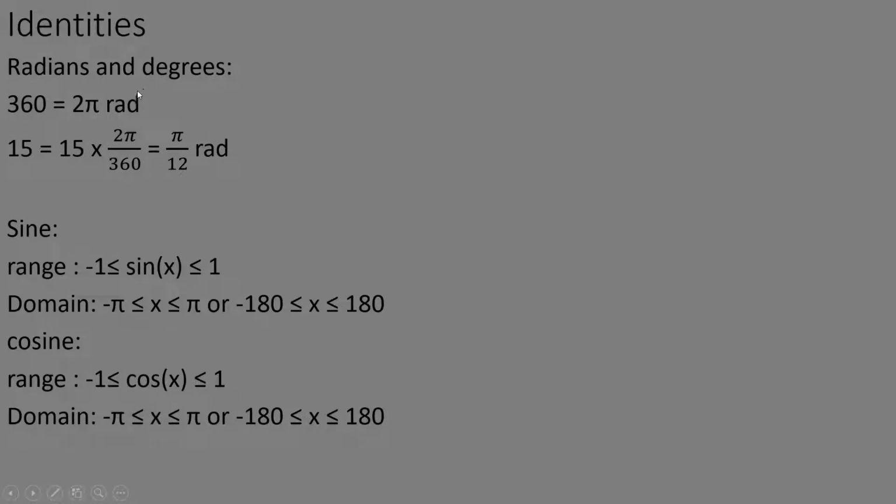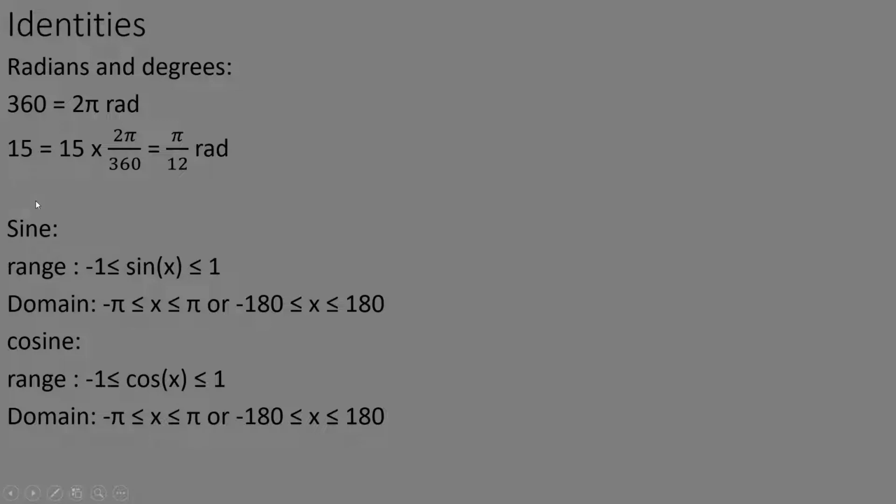Using this information, we can calculate the radians. We can convert radians to degrees and degrees to radians. For example, we have 15 degrees over here, and we're converting that to radians. So 15 times 2 pi over 360 degrees, and leaving it in pi form gives us pi over 12 radians.